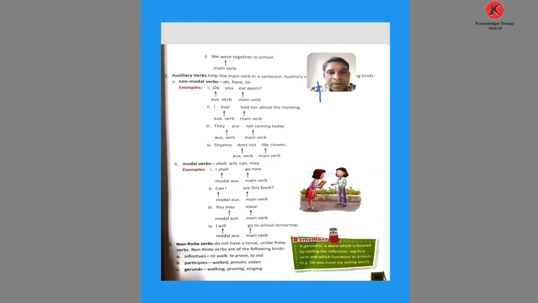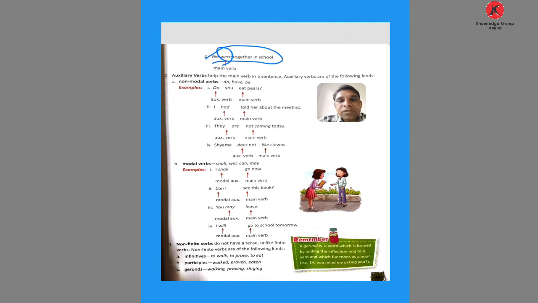Second example. Look here: we were together in school. See, the past form of be, were, is used as the main verb. After that, no other verb is used. So were is the main verb, the verb of being. We say verb of being.